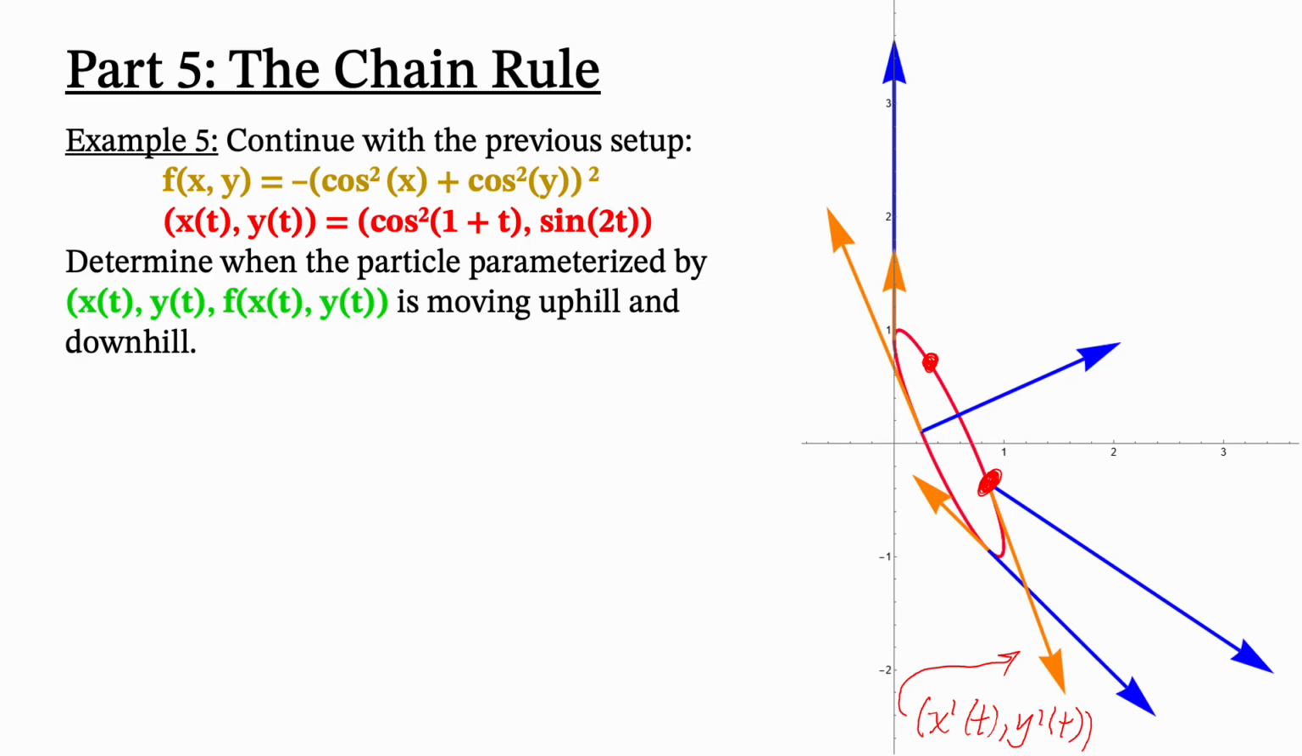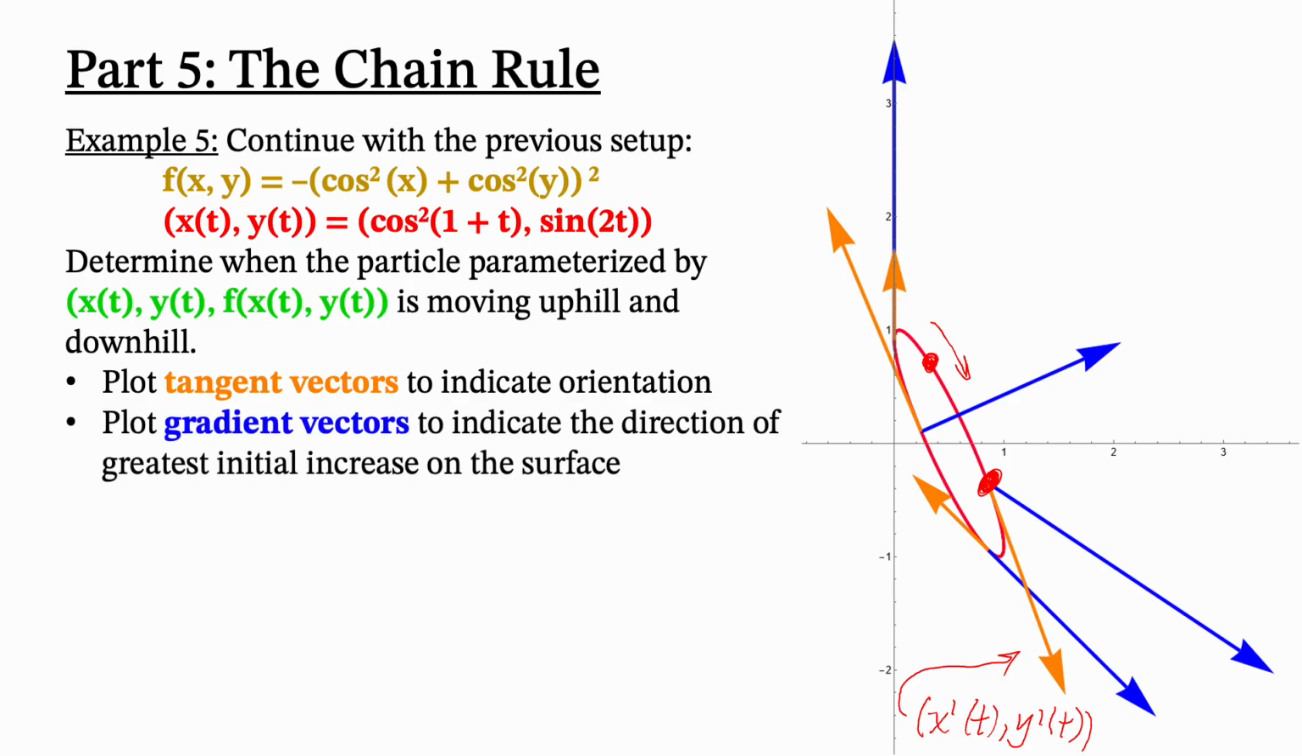And then what I also threw in are some blue gradient vectors. So I've got some tangent vectors. Those are great for figuring out the orientation. I didn't need an animation now to figure out that my particle or my hiker is going in the clockwise direction. And then I threw in some compass readings, some gradient vectors, which is great because it tells us the direction of greatest initial increase on the surface. And now I can learn a lot of information just from this 2D plot.